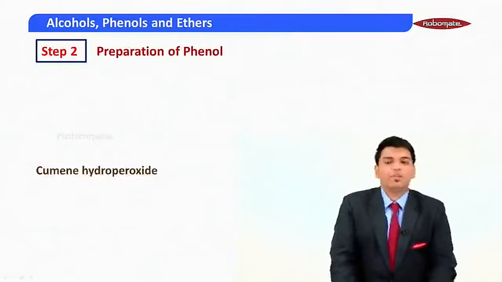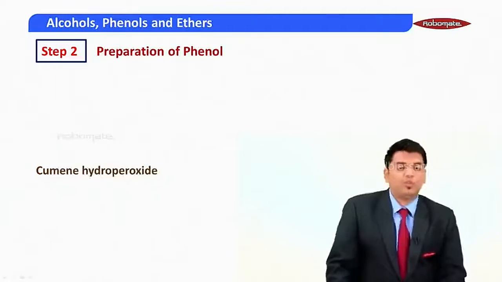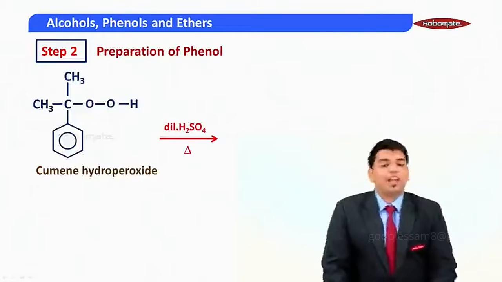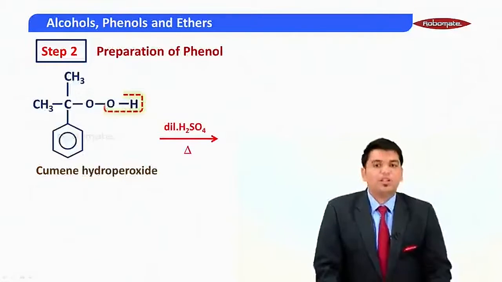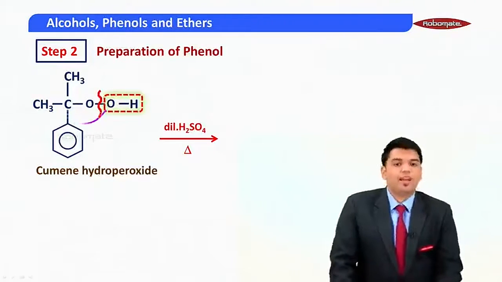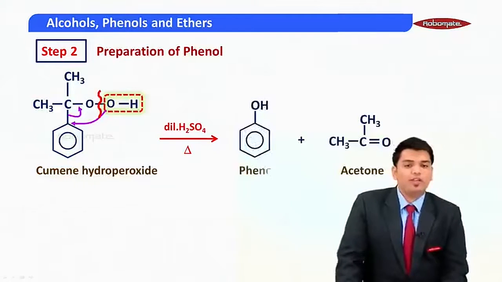The second step involves preparation of phenol from cumene hydroperoxide. The cumene hydroperoxide, when treated with dilute H2SO4, results in the breaking of the O-O bond, giving us acetone, and we also get phenol.